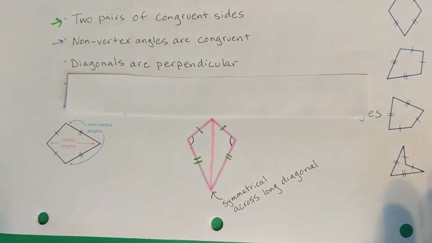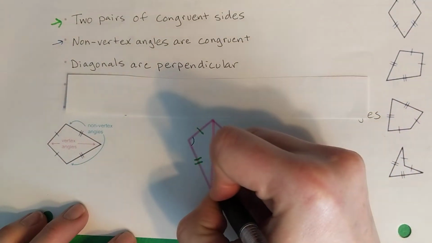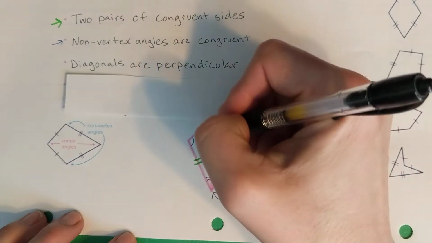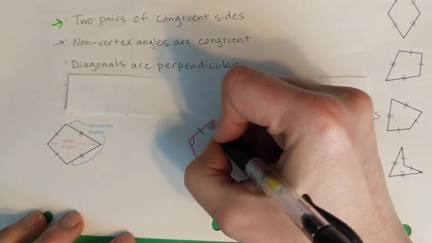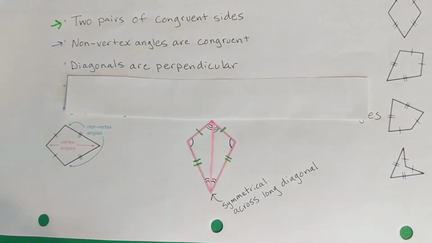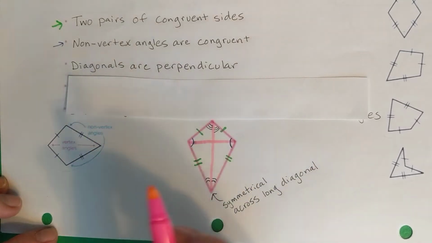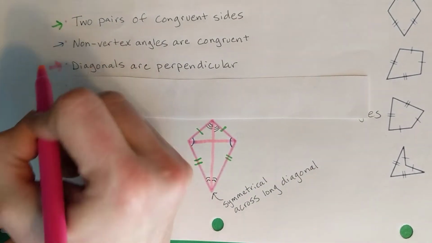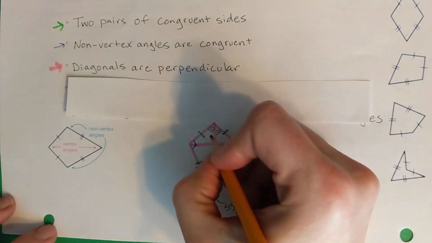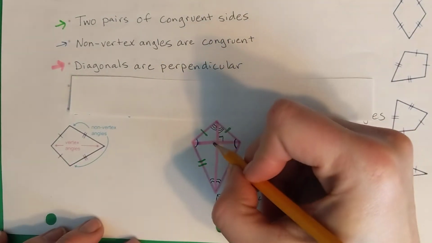So the kite is symmetrical across this diagonal, meaning that this small angle formed here would be congruent to this small angle formed here. And up here as well, this little angle would be congruent to this little angle. We have the other diagonal here, and they are perpendicular, meaning that they cross at a right angle. So I'm going to put my little right angle marker here to show that they're crossing at a right angle.